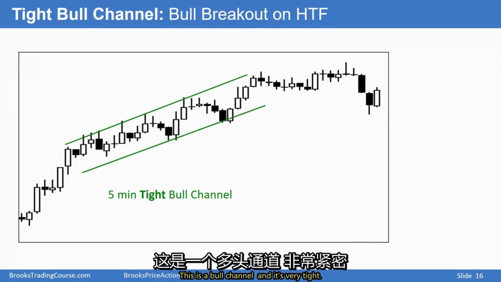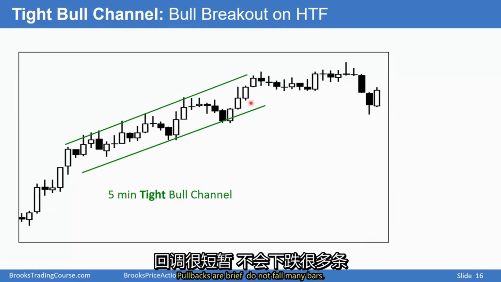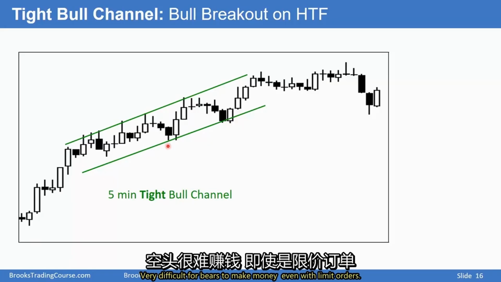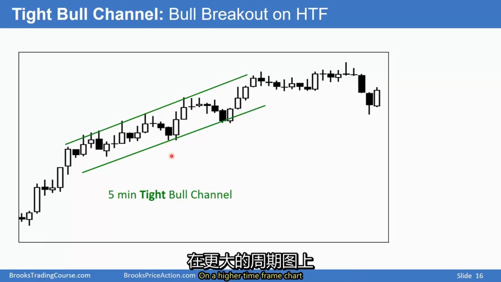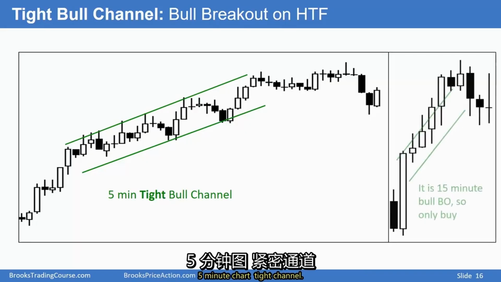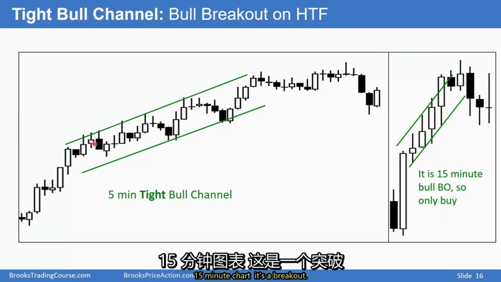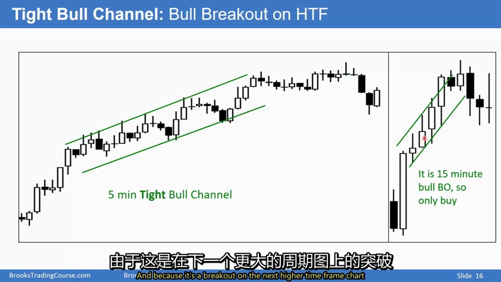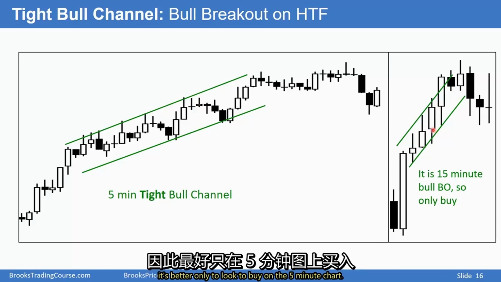This is a bull channel and it's very tight. Pullbacks are brief, do not fall many bars. Very difficult for bears to make money even with limit orders. On a higher time frame chart, a tight bull channel like that is going to be a breakout. 5-minute chart, tight channel. 15-minute chart, it's a breakout. And because it's a breakout on the next higher time frame chart, it's better only to look to buy on the 5-minute chart.